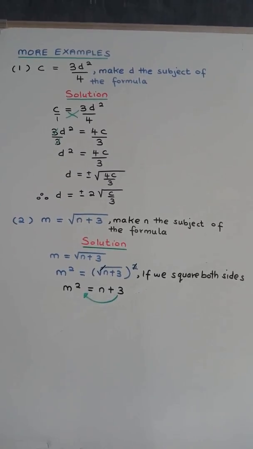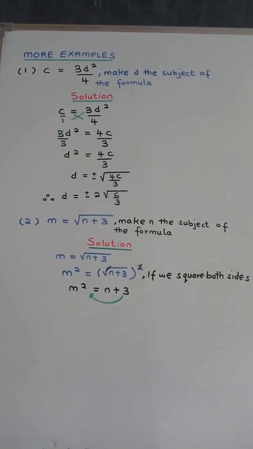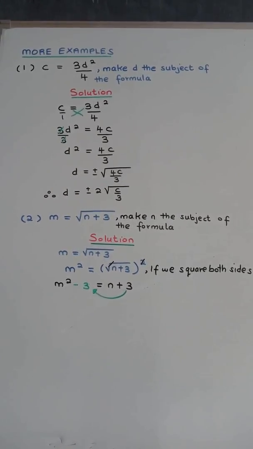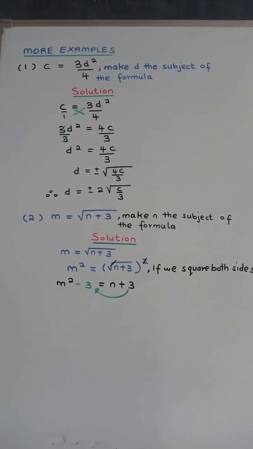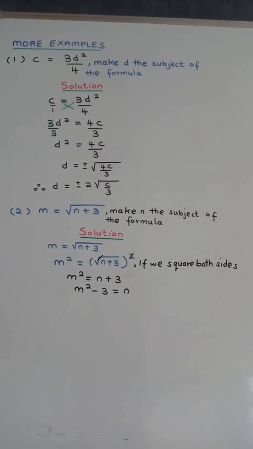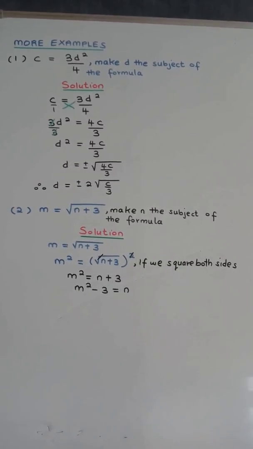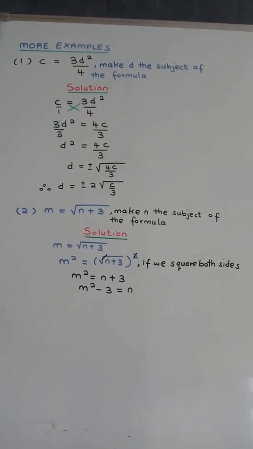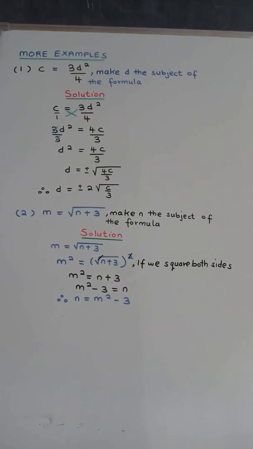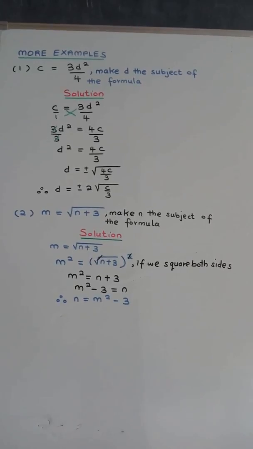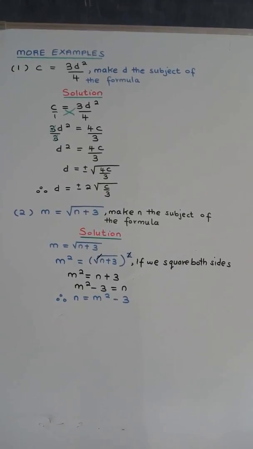Positive 3 is going to shift to this side, which will be minus 3. m squared minus 3 is equal to n. Therefore, n is equal to m squared minus 3.